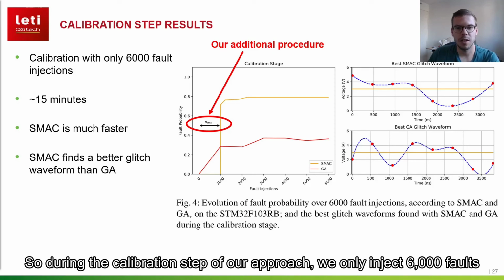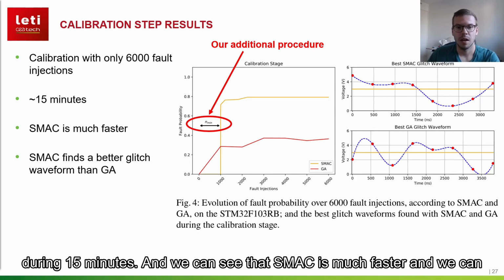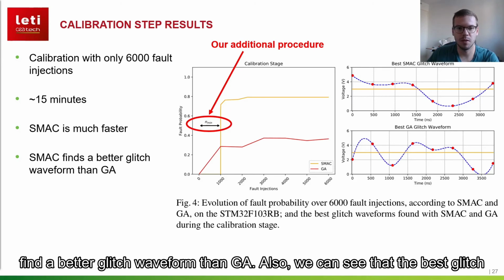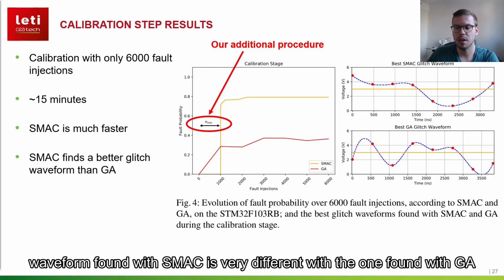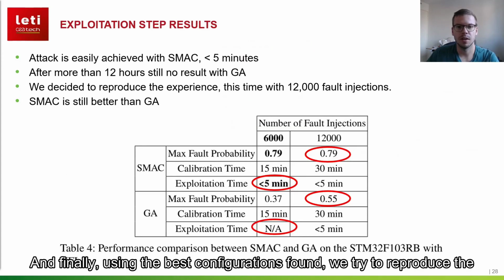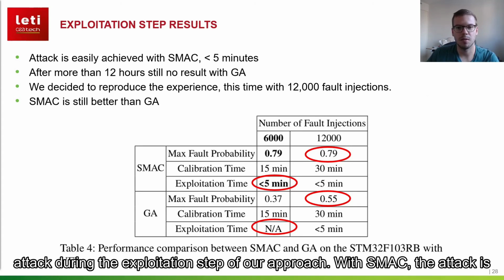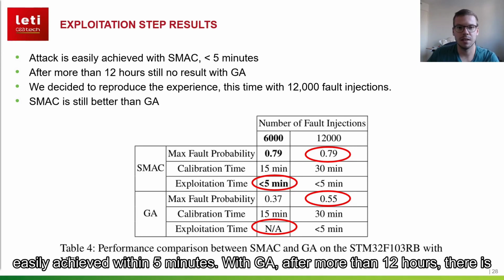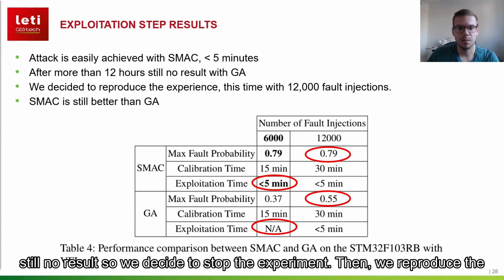So during the calibration stage of our approach, we only inject 6,000 faults during 15 minutes. And we can see that SMAC is much faster and we can find a better glitch waveform than genetic algorithm. Also, we can see that the best glitch waveform found with SMAC is very different from the one found with genetic algorithm. And finally, using the best configuration found, we try to reproduce the attack during the exploitation step of our approach. With SMAC, the attack is easily achieved within 5 minutes. With genetic algorithm, after more than 12 hours, there is no result, so we decide to stop the experiment.